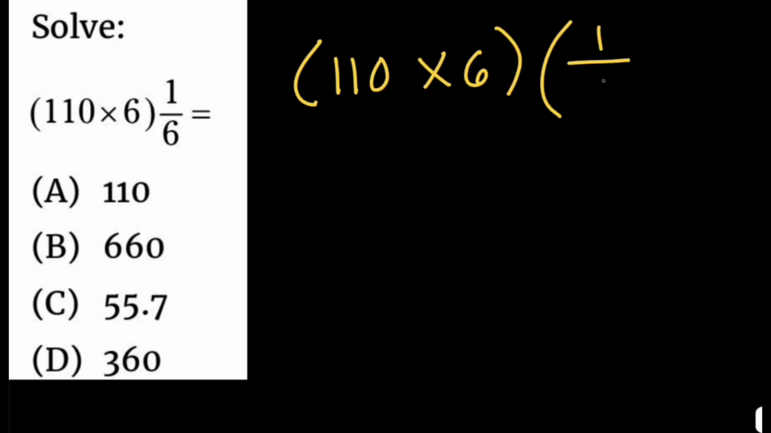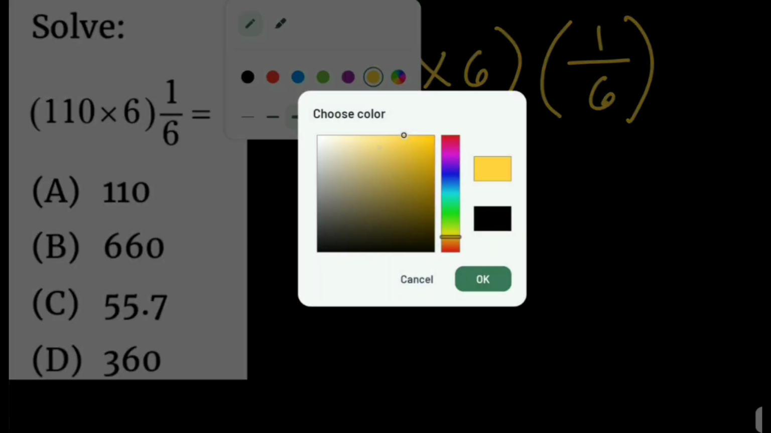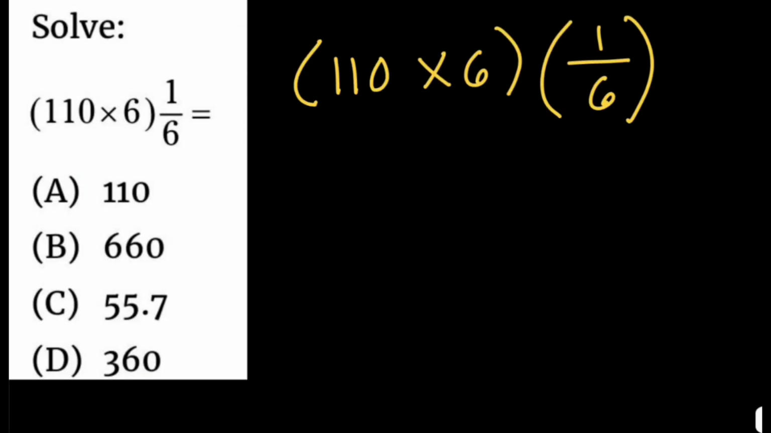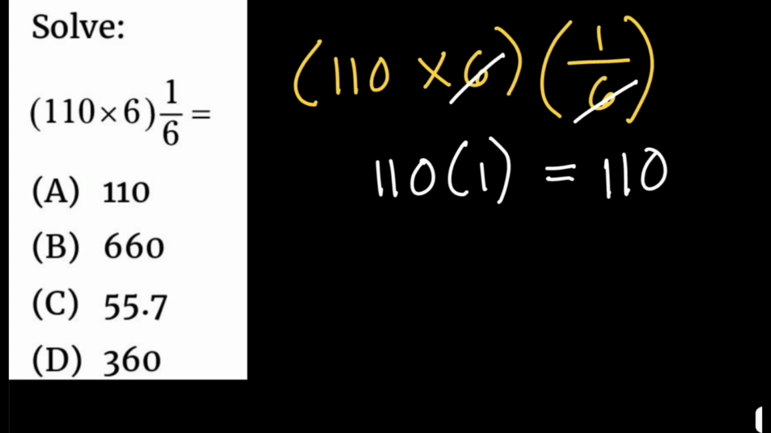Solve 110 times 6 times 1 over 6. So that is 110 times 6 times 1 over 6. Note here that 1 over 6 is the reciprocal of 6. So we can just cancel out 6 here, and then we'll be left with 110 times 1, which is just equal to 110. Therefore, the answer here is letter A.